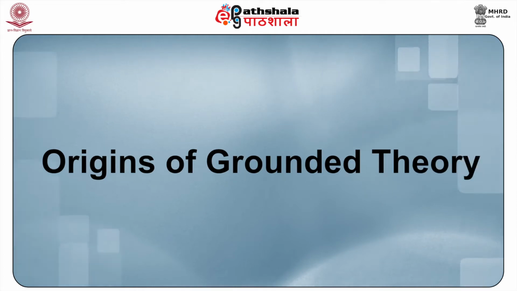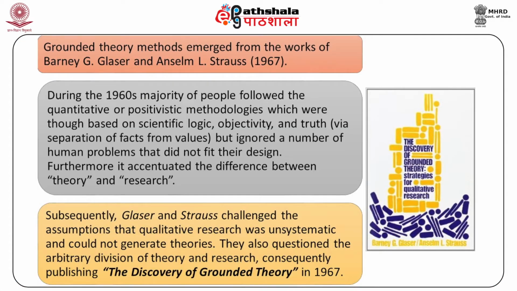Origins of grounded theory. Grounded theory methods emerged from the works of Barney G. Glaser and Anselm Strauss. During the 1960s, the majority of people followed the quantitative or positivistic methodologies, which were thought to be based on scientific logic, objectivity and truth via separation of facts from values, but ignored a number of human problems that did not fit their design. Furthermore, it accentuated the difference between theory and research.